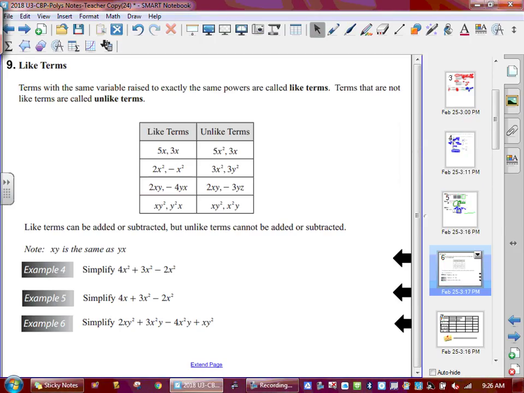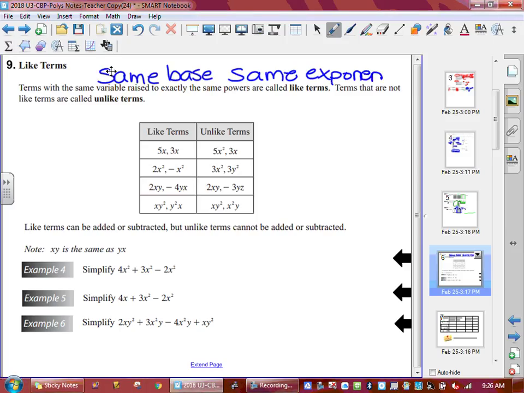So they need to have the same base and same exponent. And if they have the same base and same exponent, they are like terms. If we look at like terms in the charts, I will show you exactly what I'm talking about. So they have the same base and same exponent. That's how we know they're the same.